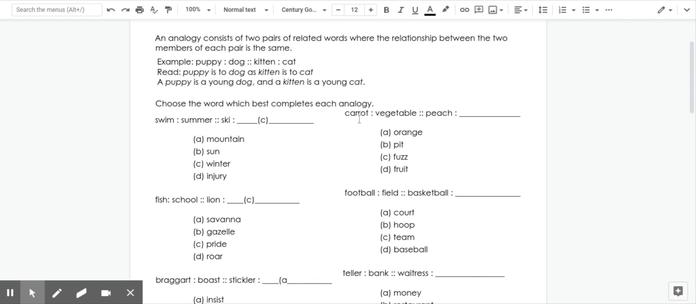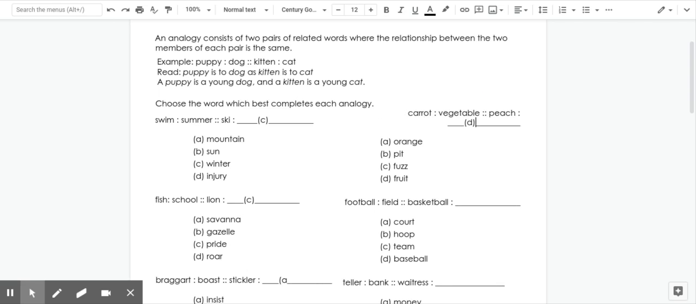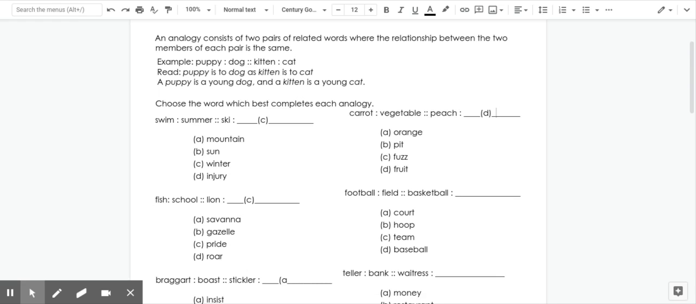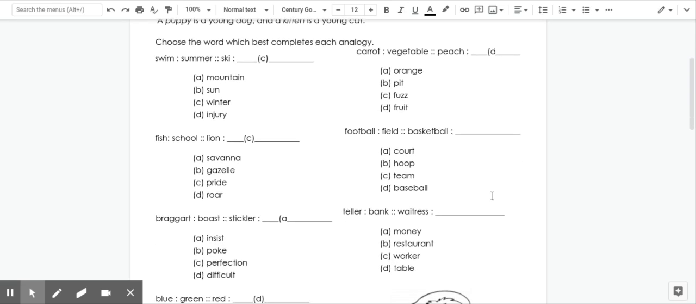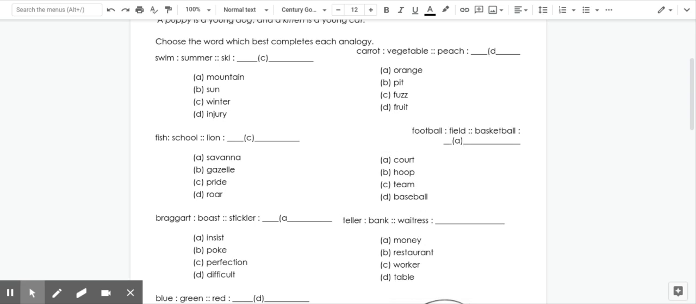If we go over here, carrot is to vegetable as peach is to blank. A relationship between carrot and vegetable is by definition, a carrot is a vegetable. And by definition, a peach is a, you should choose fruit. Next one. Football is to field as basketball is to blank. So you come up with a relationship between football and field. For example, football is played on a field, then basketball is played on a, you should have court.